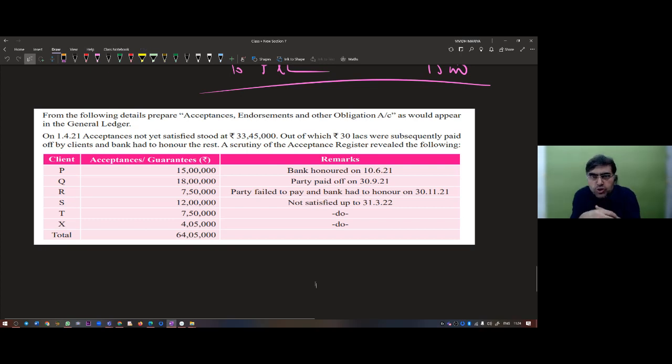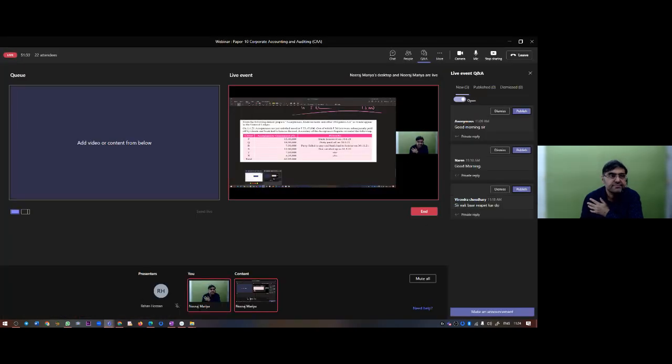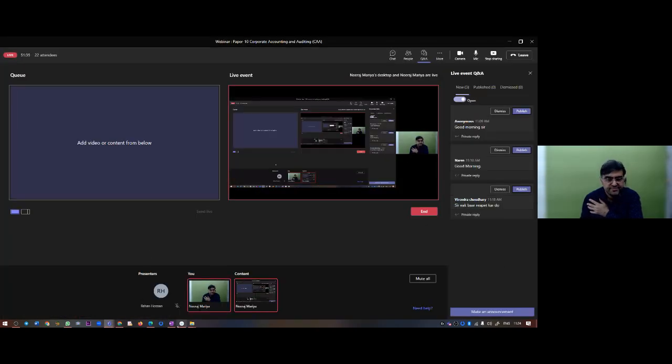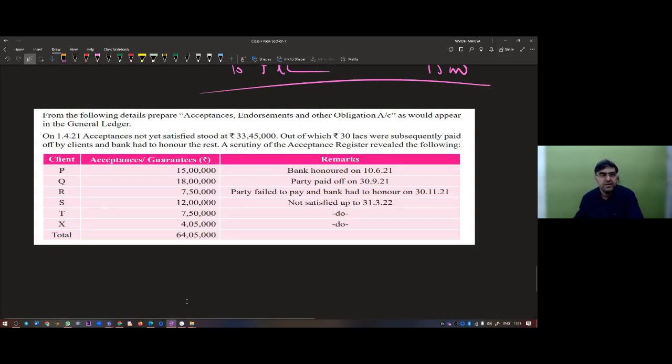You must read the question before I start saying anything about it. Acceptances, endorsements, and other obligations is a contingent liability. This is a contingent liability.